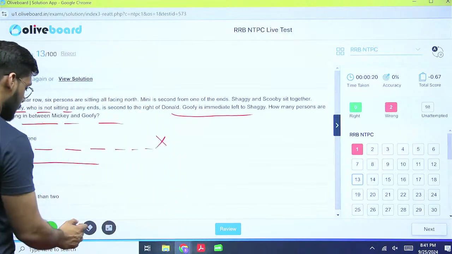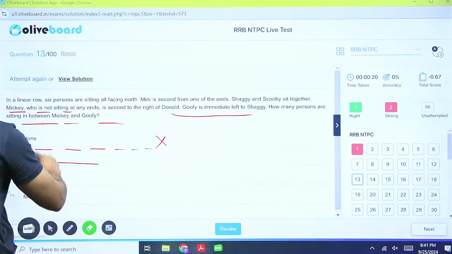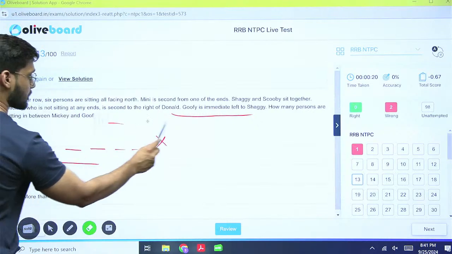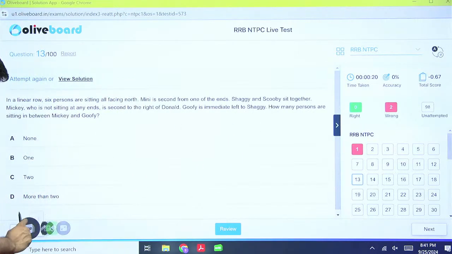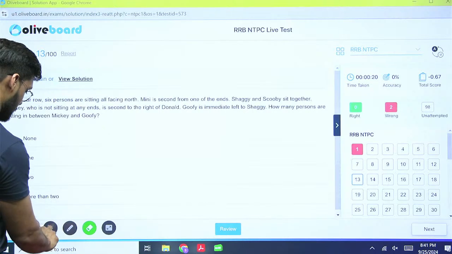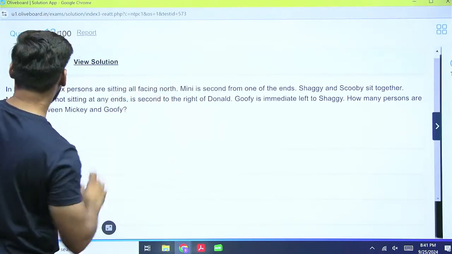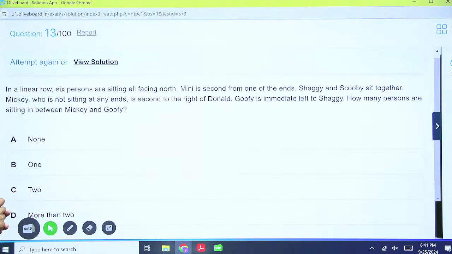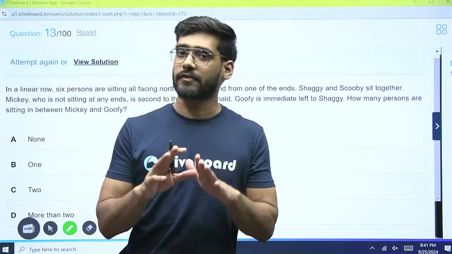The next question on our board is of the linear arrangement. In the question, it is said in a linear row, 6 persons are sitting, all are facing north. There are 6 persons sitting in a row and they all are facing the north, right?